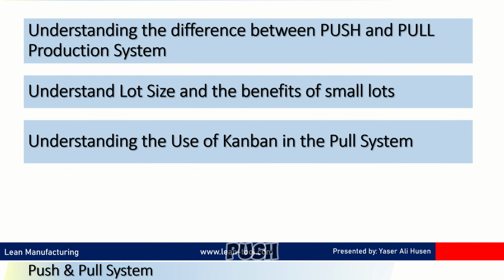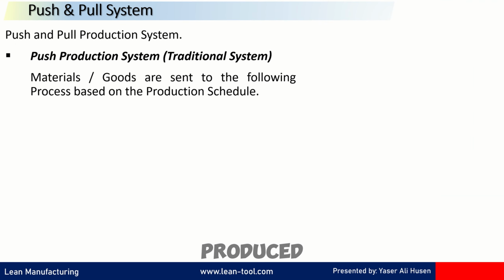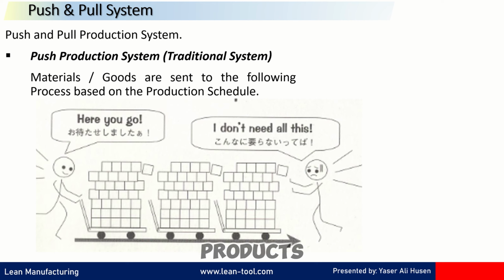Push system. The push system is a production method where items are produced based on forecasted demand or a predetermined schedule, rather than actual real-time needs. In this system, scheduling plays a crucial role in determining when and how much to produce. Since products are pushed into the production line according to the schedule, the push system can lead to excess inventory or stock shortages if the forecast is inaccurate.